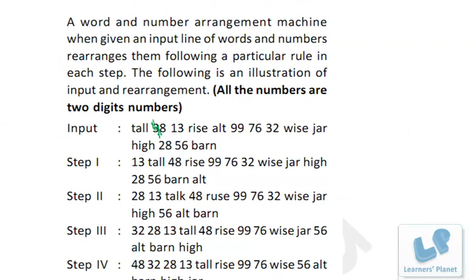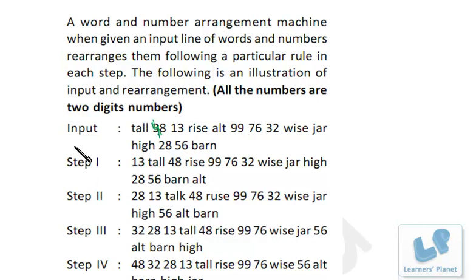Now we have an input-output problem, friends. The problem is from IBPS paper 2012. A word and a number arrangement machine, when given an input line of words and numbers, rearranges them following a particular rule in each step. The following is an illustration of input and rearrangement. All the numbers are 2-digit numbers.